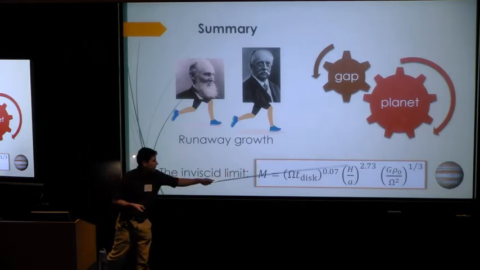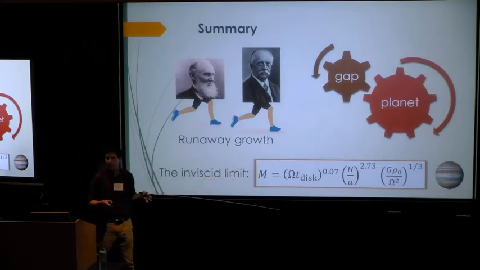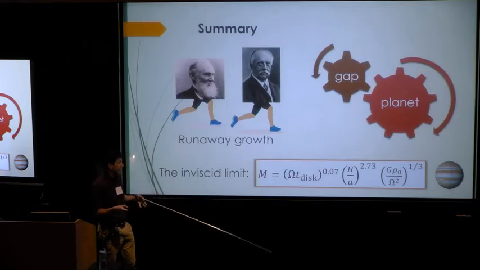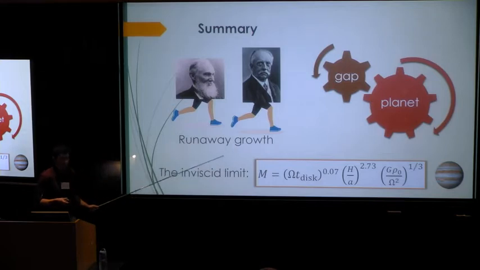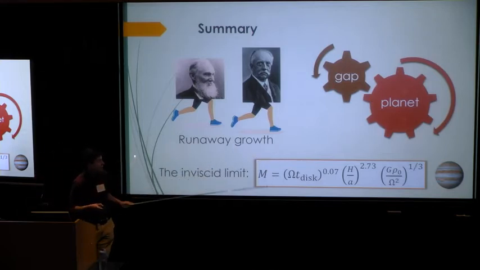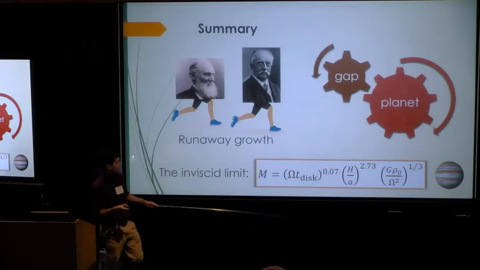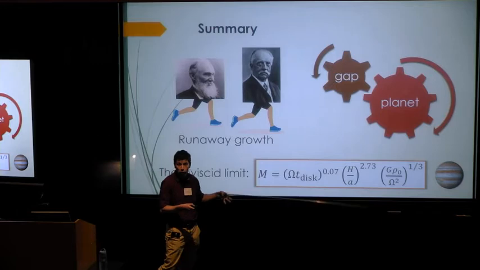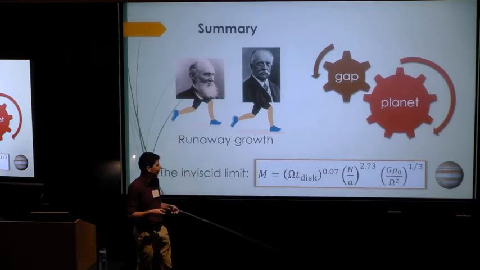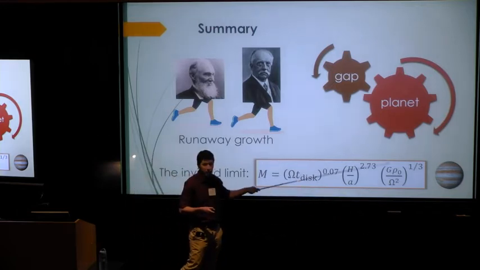You get a closed form expression for the planet's final mass in the inviscid limit. And this final mass does not depend on the Shakura-Sunyaev alpha parameter, and depends very weakly on the disk's lifetime. It basically depends only on the aspect ratio, H over R, and on the ambient density, or the total mass of the disk. And it gives roughly the right scale.